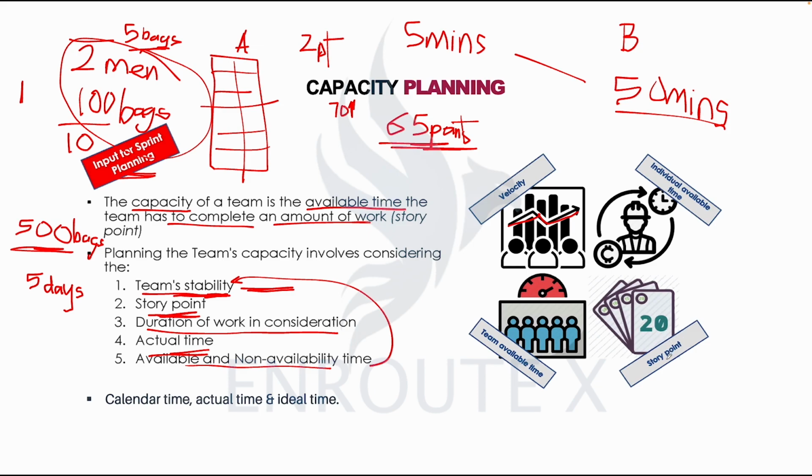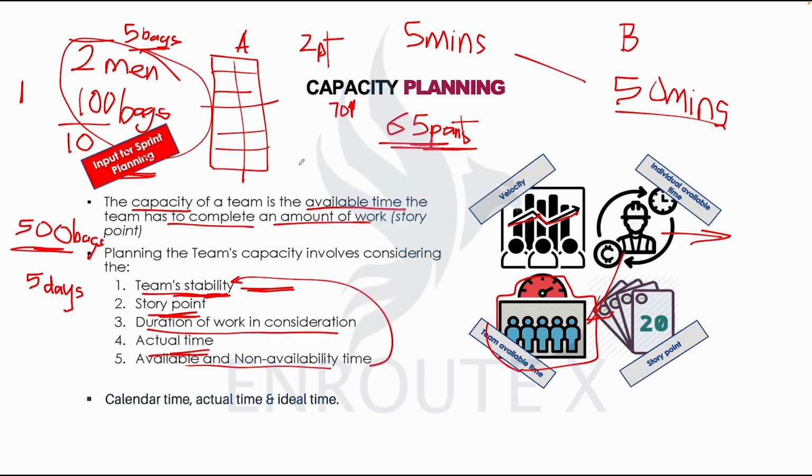The story point is the estimation of what needs to be done. How long will it take us to deliver that particular piece of work? We'll expand on this in the next few slides. Then also we can see availability, team available time and individual available time. Individual available time impacts on the team's availability. When one person drops off or by any reason is not available, that would impact on the total time that the team has to deliver that piece of work.